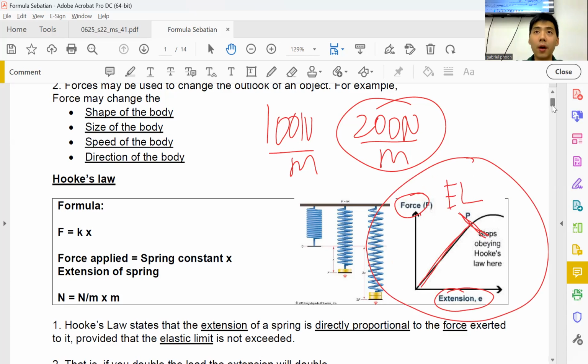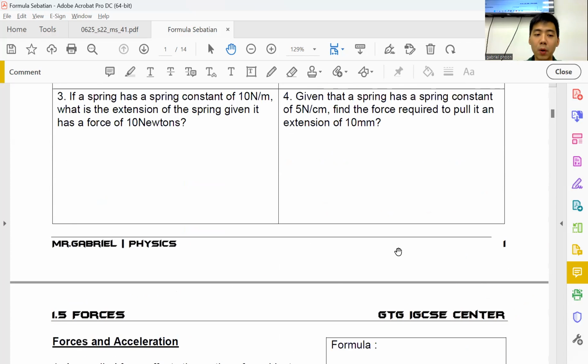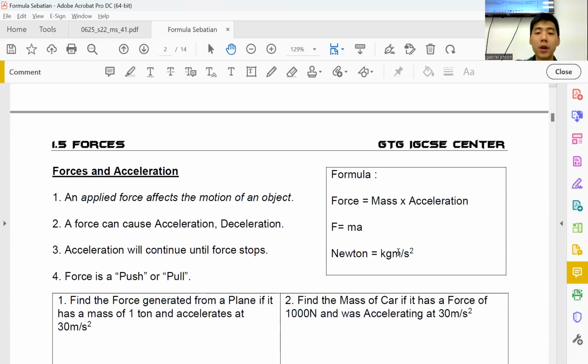Then once we were done with that, we talked about the F equals ma formula also, right? Whenever we talk about F equals ma, the F is what force again? What's the full name of the F here? What force?